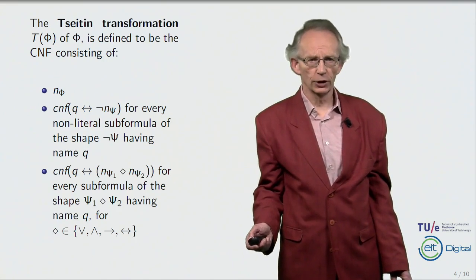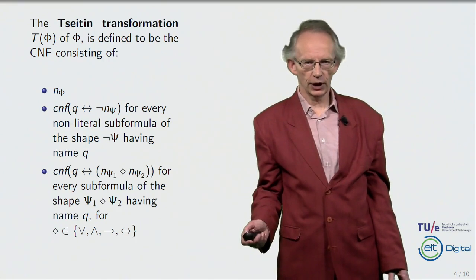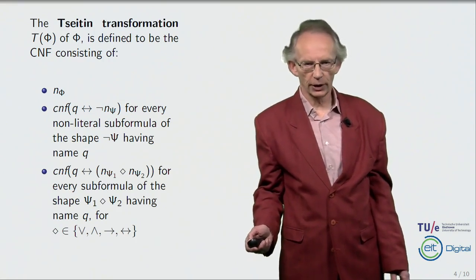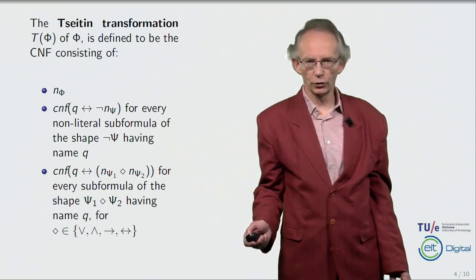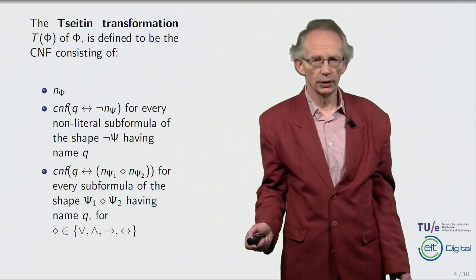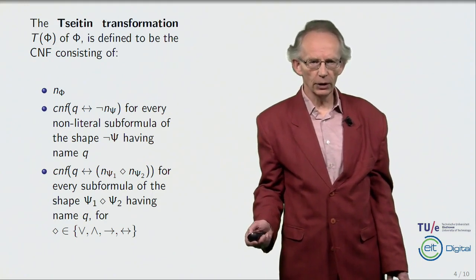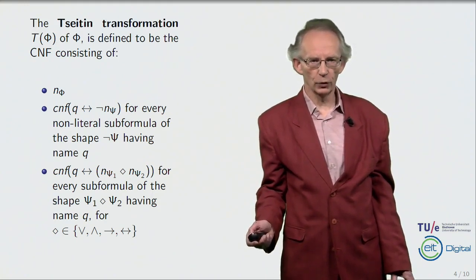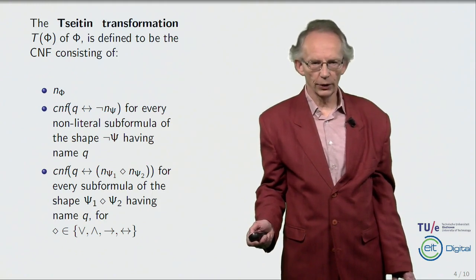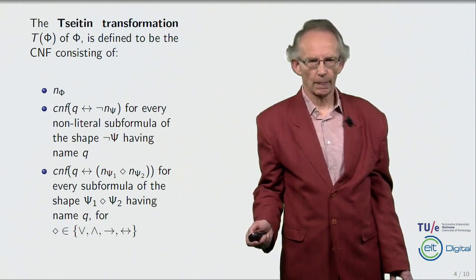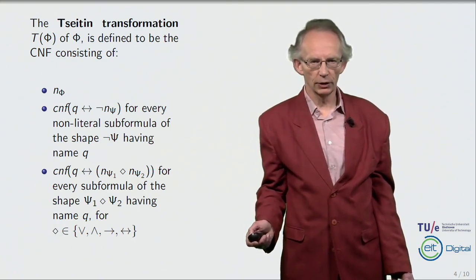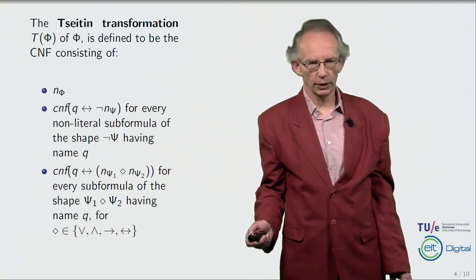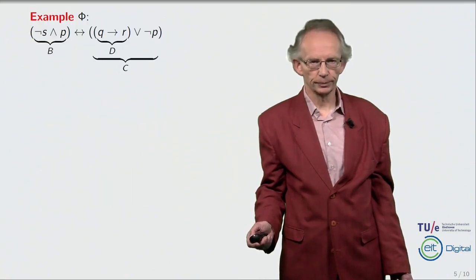And for subformulas being a binary operation on two other subformulas, let's say psi1 and psi2, and the binary operation, let's call it diamond, so this can be disjunction or conjunction or implication or bi-implication, we introduce the following. We give the name q to the whole formula psi1 diamond psi2, and now we compute the CNF of q bi-implication the name of psi1 diamond the name of psi2.